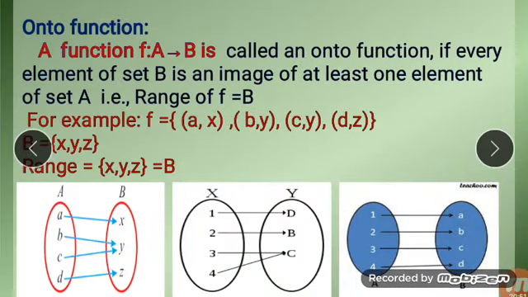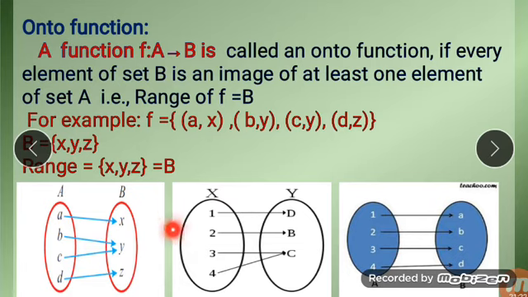We have another type of function here which is named as onto function. A function f from A to B is called an onto function if every element of set B is an image of at least one element of set A, that is, range of f is equal to B. We can better understand this with the help of an example here, that for onto function every element of set B must be an image of at least one element of set A.